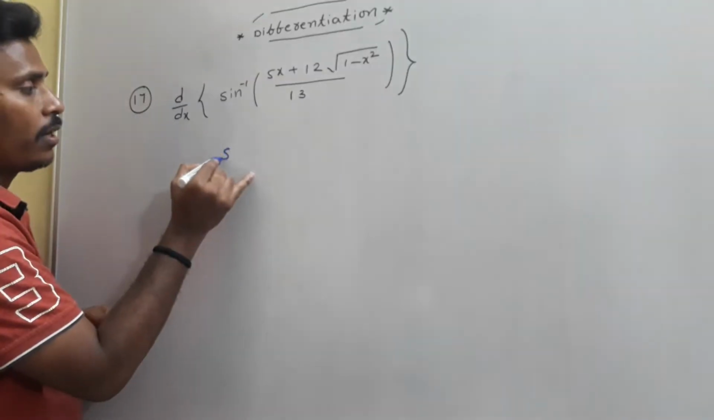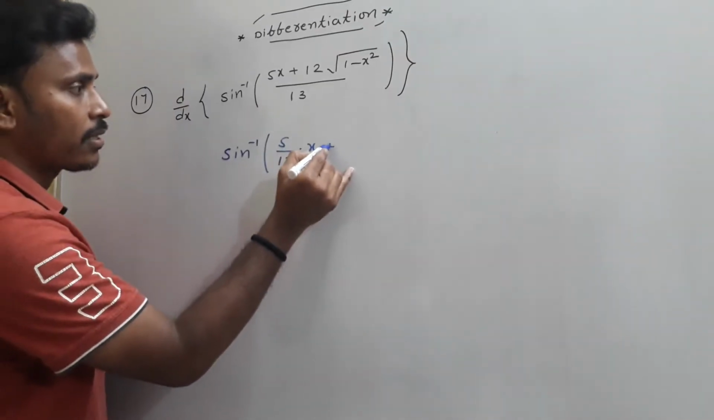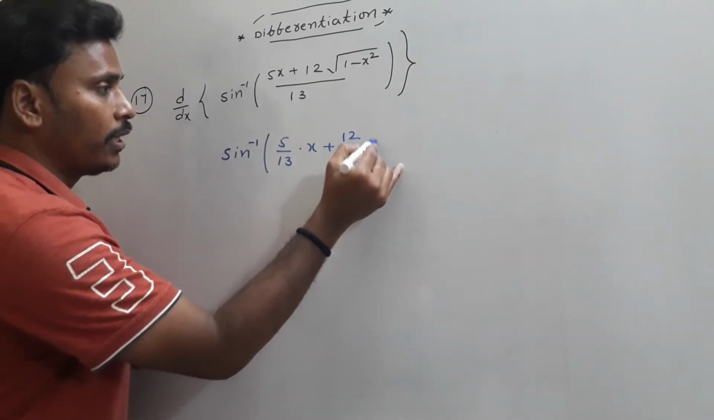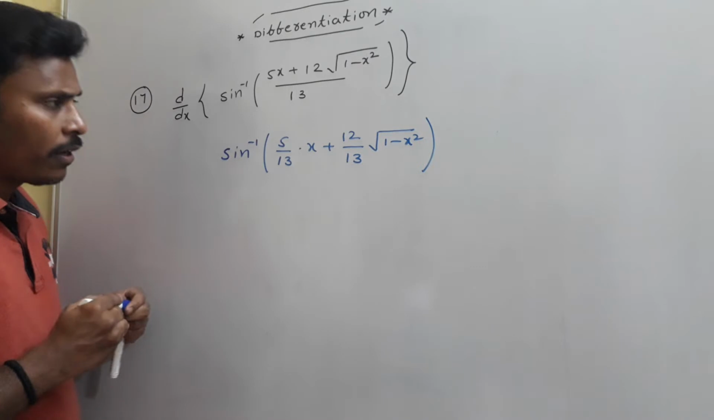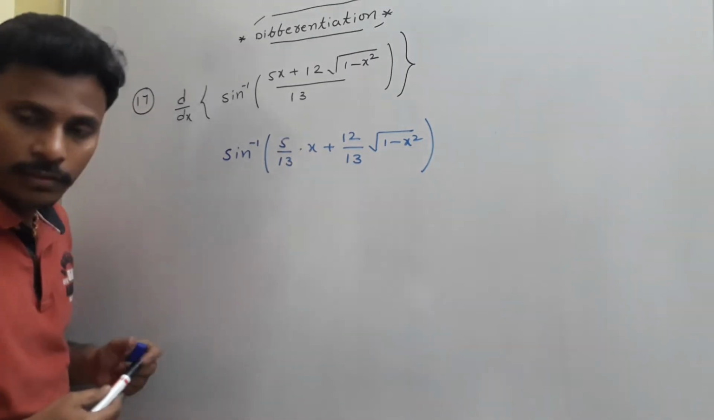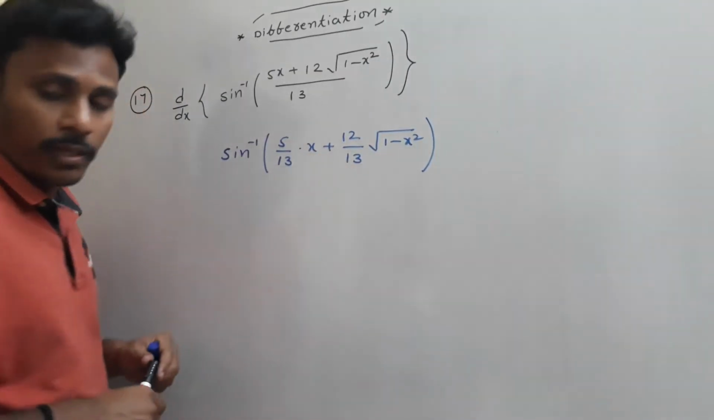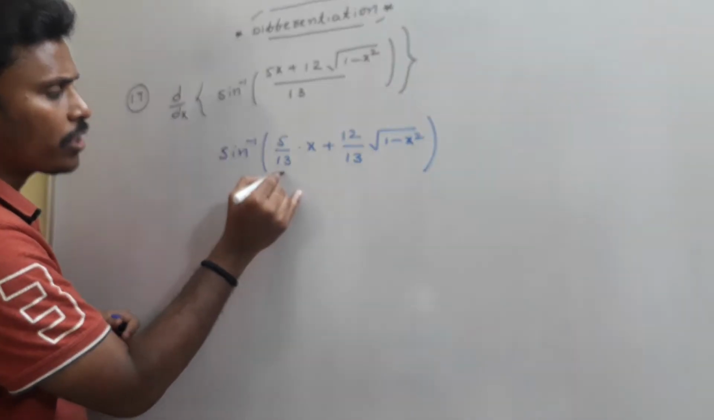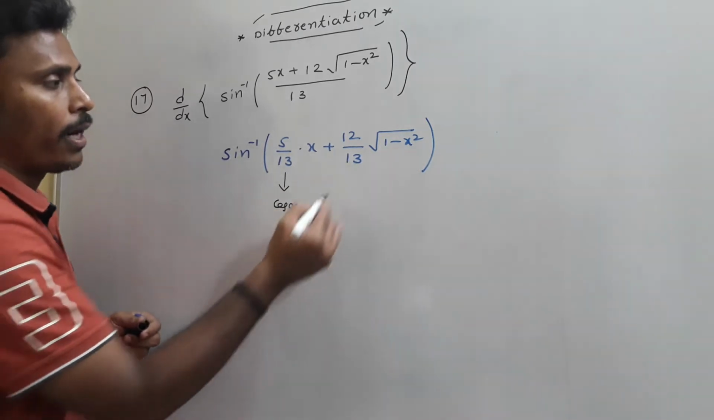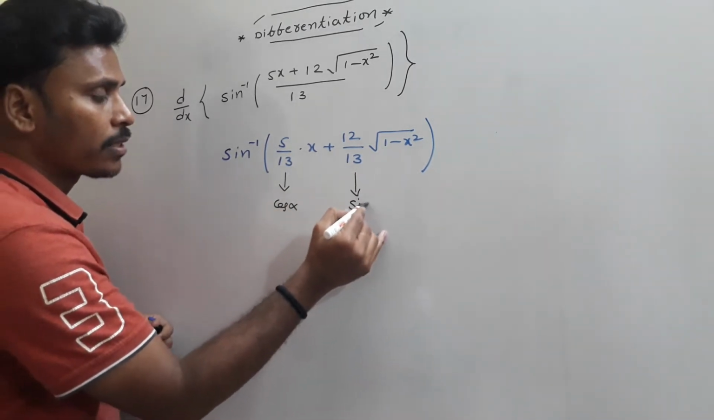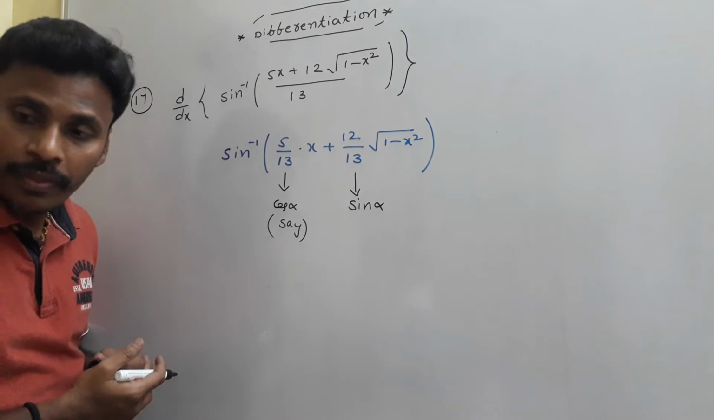Just look here, I will write it like this: sine inverse of 5 by 13 x plus 12 by 13 root 1 minus x square. Is it clear? And then when you observe this 5 by 13 and 12 by 13, the sum of the squares of these two quantities is 1. 5 square by 13 square plus 12 square by 13 square is 1, and so you just take this 5 by 13 as some cos alpha, then automatically this 12 by 13 will become sin alpha. If you say 5 by 13 as cos alpha, then 12 by 13 will become sin alpha.